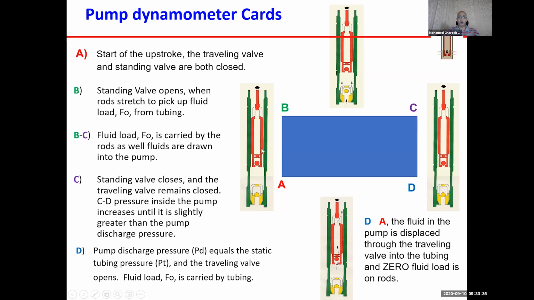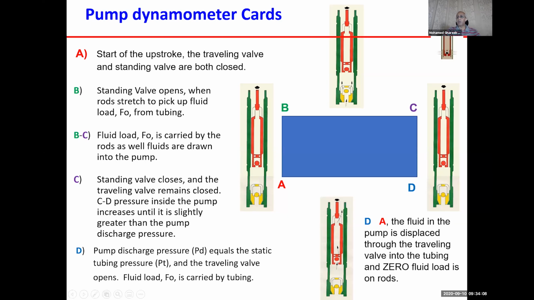Then the standing valve starts to open while the traveling valve is closed and moves up, from here up to here. While it's going in this area from B to C, the traveling valve is closed, the standing valve is open, and all the fluids above the traveling valve start to displace inside the pump. What happens at point C? At point C, the standing valve starts to close.